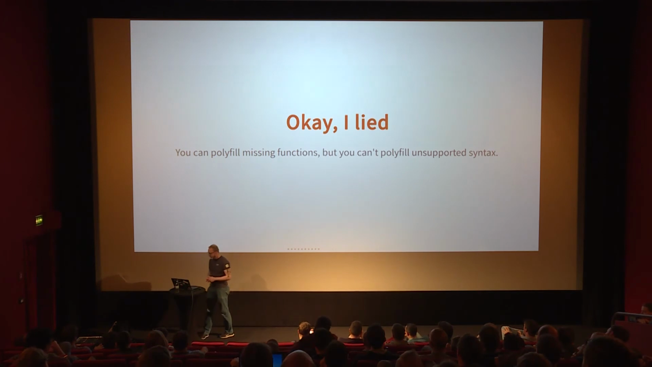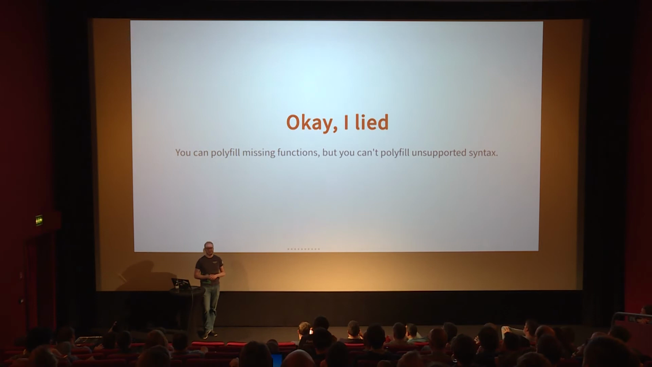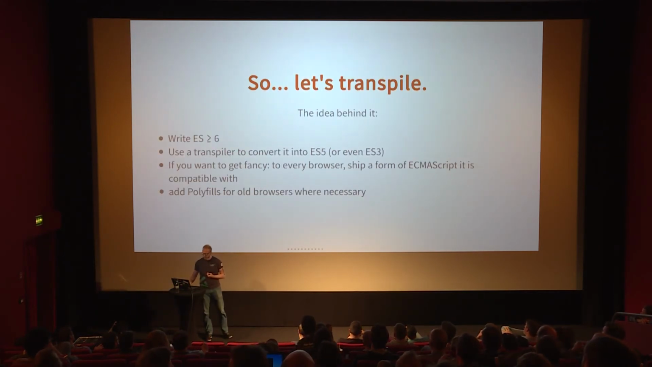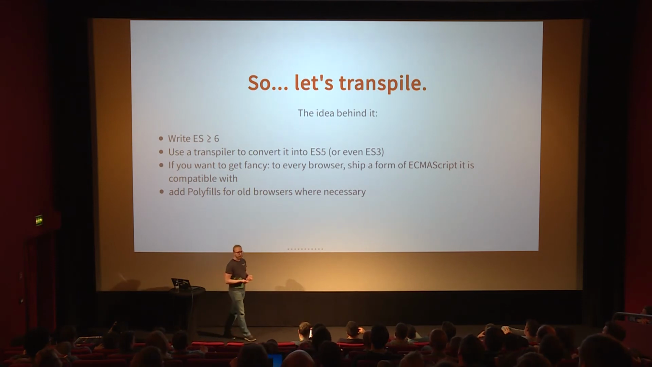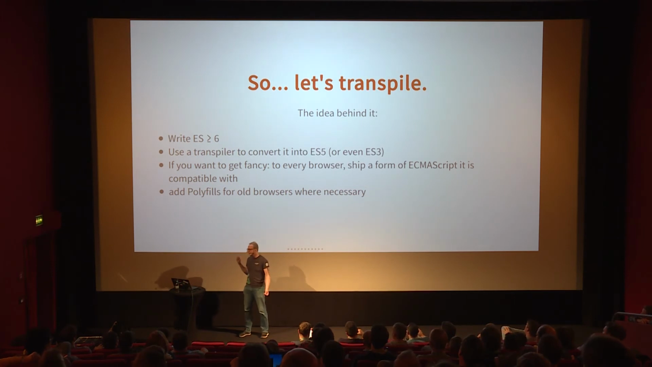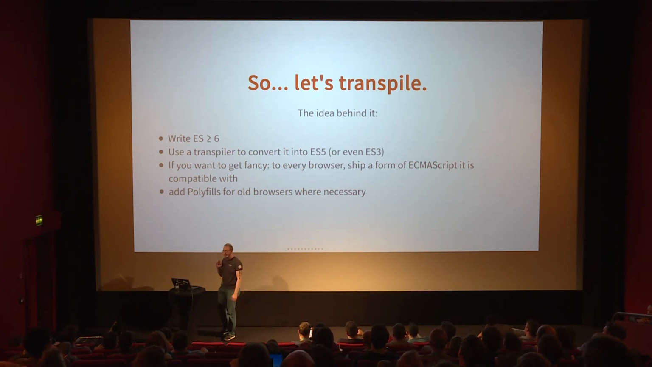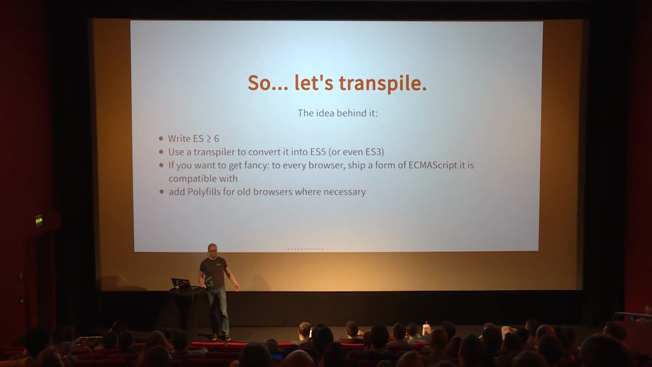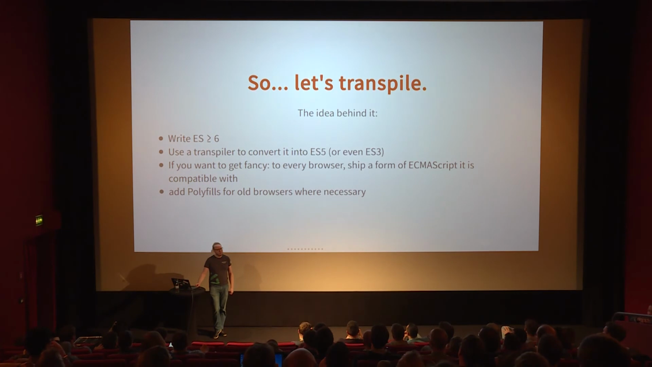So there was a solution. It's not a very nice solution, but it's a very cool solution. We can transpile things. So we write modern JavaScript. We take it, we put it into a transpiler, which, like a compiler, would compile C to assembler. This transpiles ES6 or newer to ES5 or lower. And we get a big blob of unreadable code, but every browser can parse it.